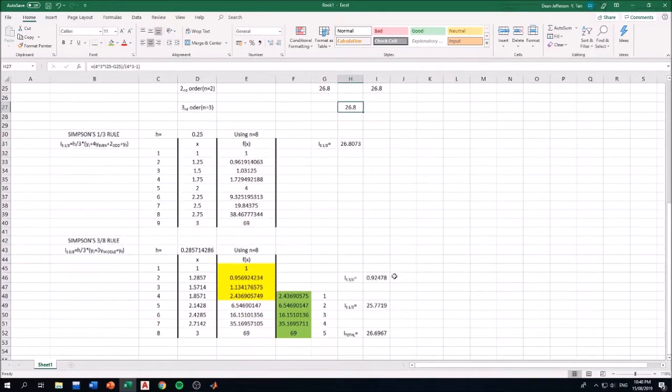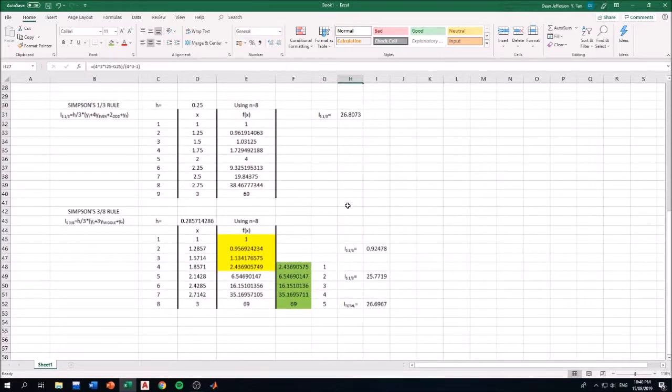Moving on, we have the Simpson's 1/3 rule. Simpson's 1/3 rule is easy to use and very simple. Okay, so this is our formula. H over 3 times y initial plus 4 y even plus 2 odd plus y final.